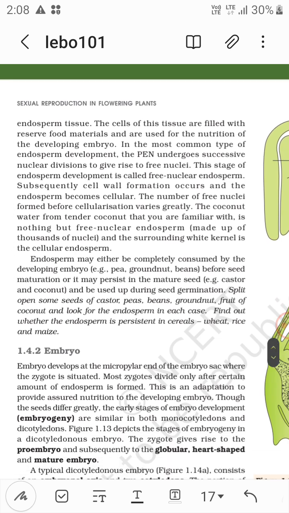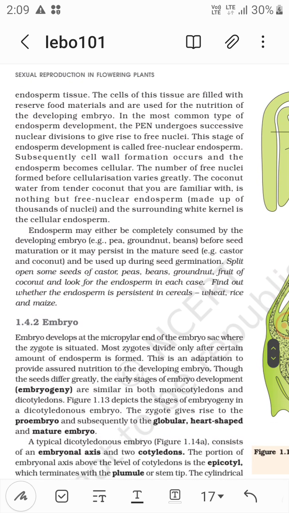Endosperm may either be completely consumed by the developing embryo before seed maturation, as in groundnut and beans, or it may persist in the mature seeds, as in castor and coconut, and be used up during seed germination. So split open seeds of castor, peas, beans, groundnut and fruits of coconut and look for the endosperm. In each case, find out whether the endosperm is persistent, also in cereals, that is wheat, rice and maize.